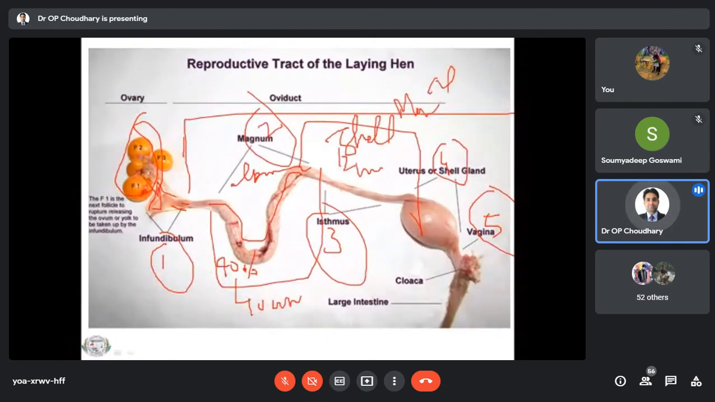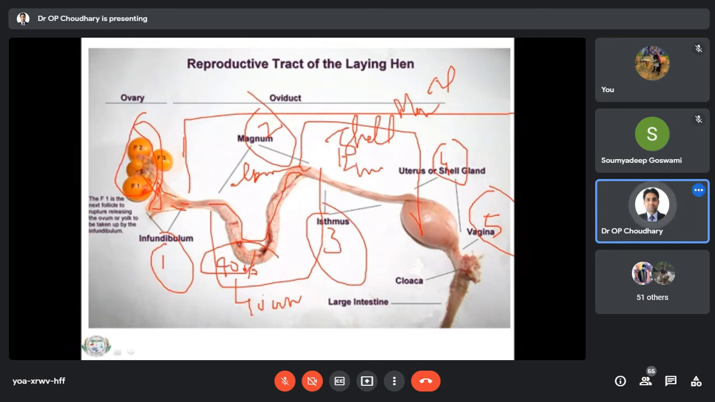So the majority of the albumin is secreted by the magnum. However, some part of the albumin is also secreted by the isthmus. However, the main component that is secreted by the isthmus is the shell membrane.